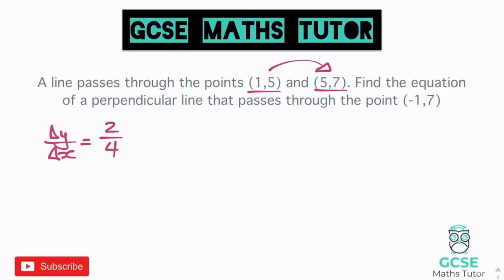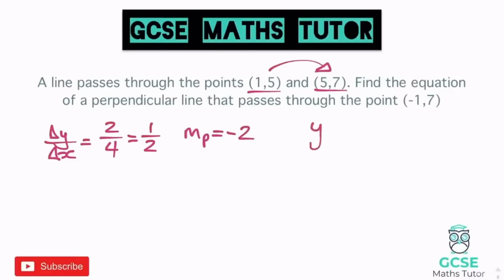So if we simplify that down, we get a half. So our gradient at the moment is 1/2. So if I want the perpendicular gradient, which we do for this because we're looking for a perpendicular line, we'll do the negative reciprocal. So -2/1, which is -2. Right, there we go. And now we can put that into our line equation.